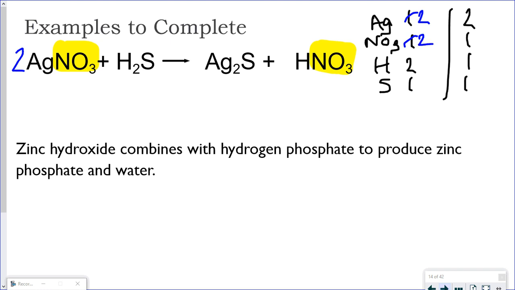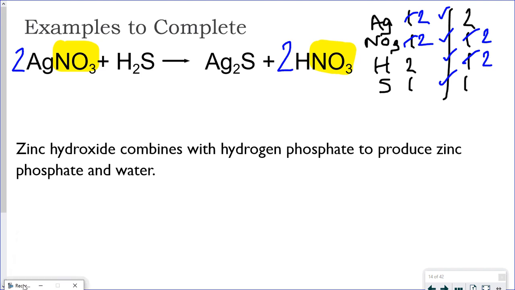So now silver matches, but nitrate does not. Since I have 2 on the reactant side and 1 on the product side, I need to multiply by 2 on my product side. So that gives me 2 nitrates, and it also gives me 2 hydrogens. And if you look, everything is now balanced. So it's a little bit easier than counting all of the nitrogens and oxygens independently. Let's look at our last example.